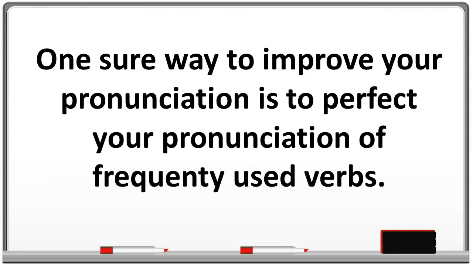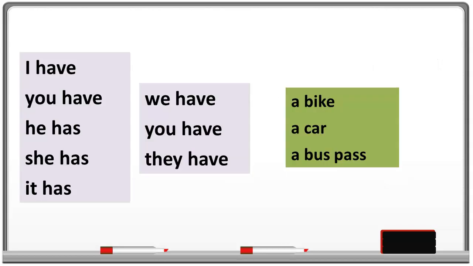Remember, just keep in mind that one sure way to improve your pronunciation is to perfect your pronunciation of frequently used verbs in the language. In English, we use the verb to have all the time, so it makes sense to work on the pronunciation of that verb. If you're going to be using it all the time, then why not pronounce it well? So that's what this lesson is all about, and we're going to look at asking questions.